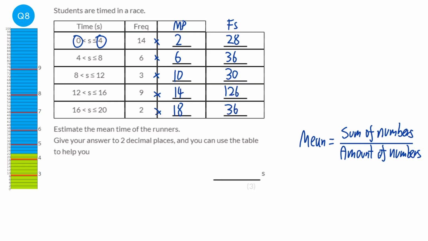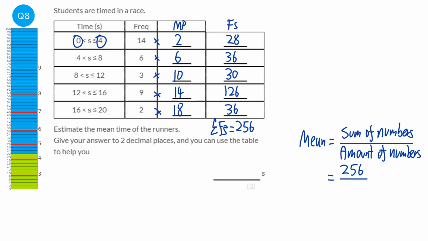Okay, next we're going to work out the sum of the fs. To work that out, we just add all of these up together. So we're going to do 28 plus 36 plus 30 plus 126 plus 36. And when you add them all up, you get 256. Now, that will give us the sum of numbers, so we're going to put that into our working out now.